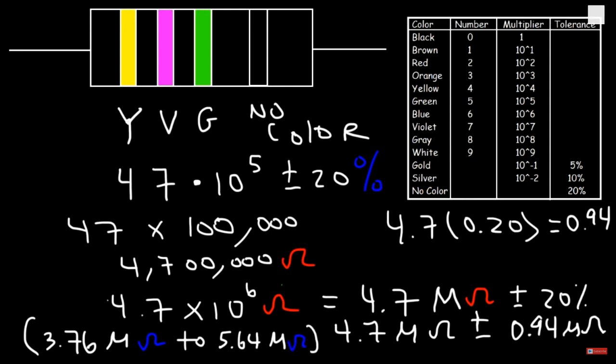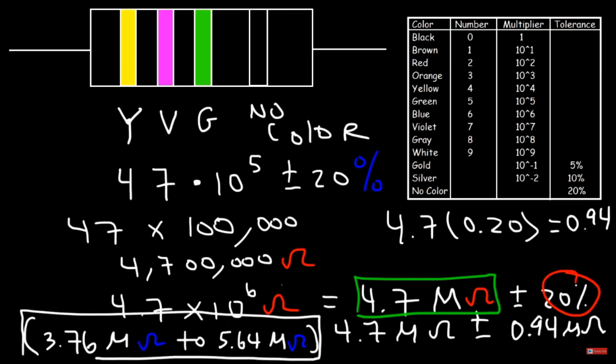So the average resistance for this particular resistor is about 4.7 mega ohms. The tolerance level is 20%, and the range is between 3.76 and 5.64. So this resistor can have any value in this range, but most likely it's going to be around 4.7 mega ohms.